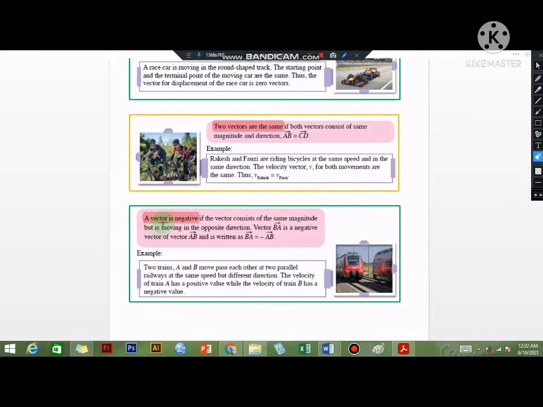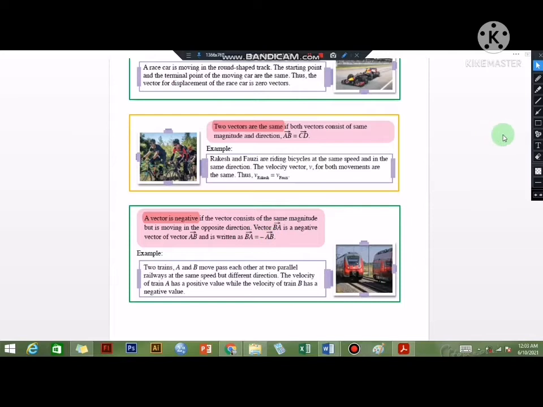So a vector is negative. How? A vector is negative if the vector consists of the same magnitude but is moving in the opposite direction. Vector BA is a negative vector of vector AB, and it is written as vector BA is equal to negative vector AB.